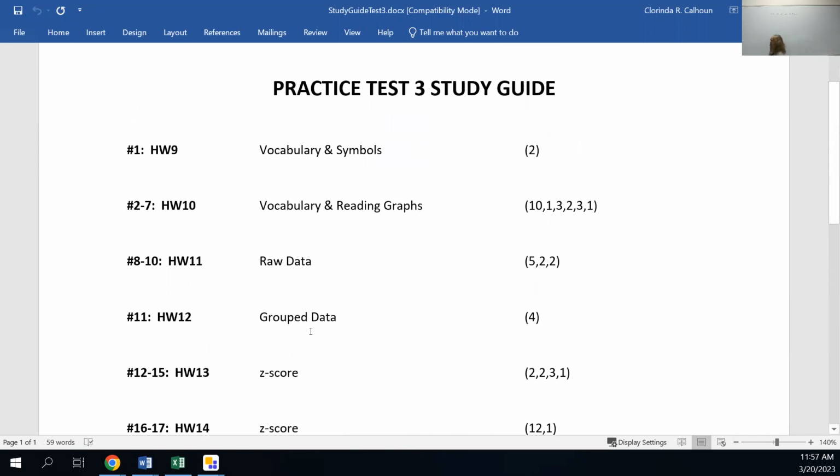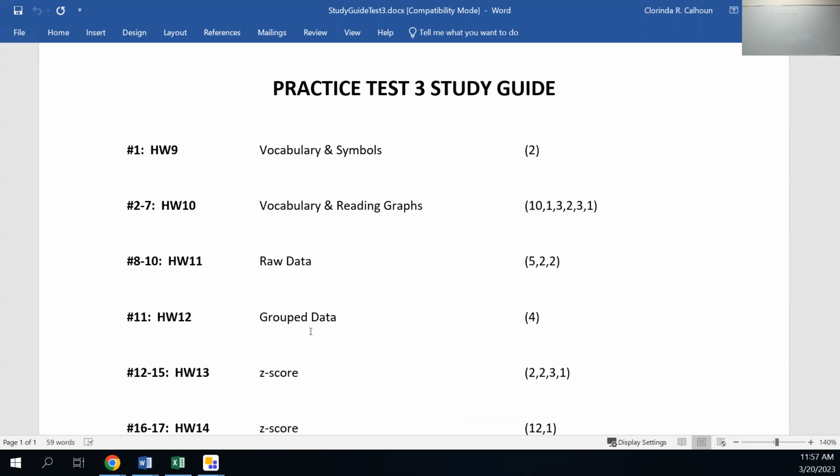So for the second one down where it has 10, 1, 3, 2, 3, 1, for number 2, there's 10 in the pool on your practice test. For number 3, there's only 1. So the question you see on your practice test for number 3 is going to be the same question on the test. It's just going to have different numbers, but you're going to do it the same way that you practiced on the practice test. So that's what those numbers mean over here.